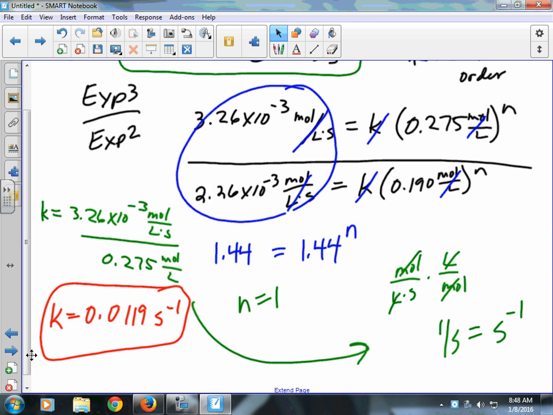A hemoglobin concentration of 2.21 micromoles per liter is equal to 2.21 times 10 to the negative 6 moles per liter.